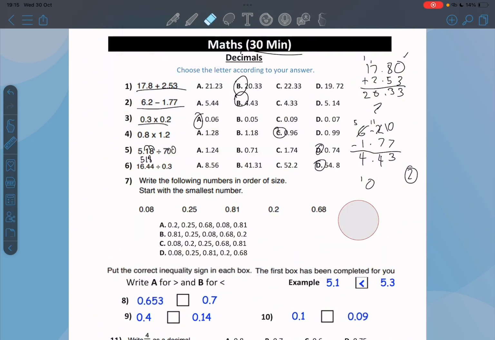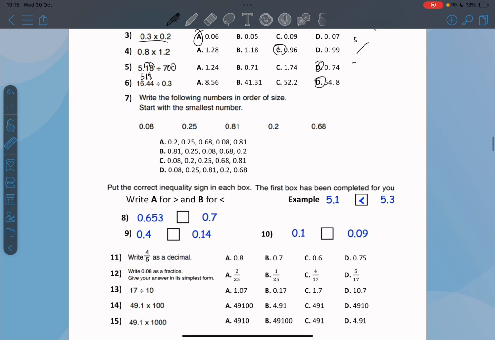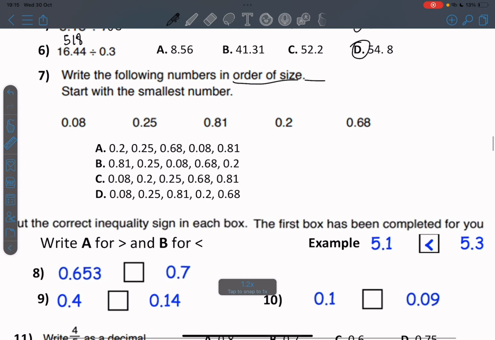Okay, let's move on to question 7. Write the following numbers in order of size. So starting with the smallest number, you want to look at this digit by digit. So this is the ones placeholder, this is the tenths, or the 0.1s, and this is the hundredths. So compare them all. They've all got 0 at the start, so that's fine. Compare the second place. This is 0, this is 2, 8, 2, 6. This is going to be the smallest because it's 0.